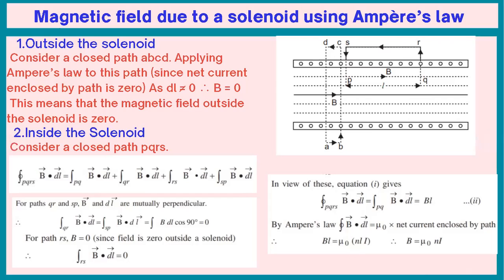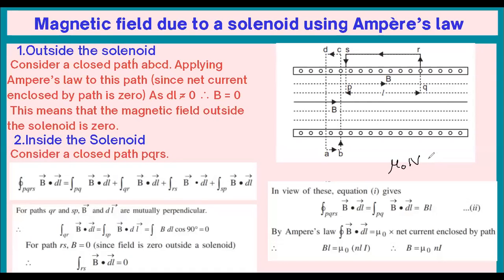Hence, by Ampere's circuital law, B into L, which is the length of PQ, should be equal to mu naught into, if capital N is the number of turns, then it is mu naught into capital N into I. Let small n be the number of turns per unit length, then we can replace our capital N as small n into L. So we get B as equal to mu naught small n into I.